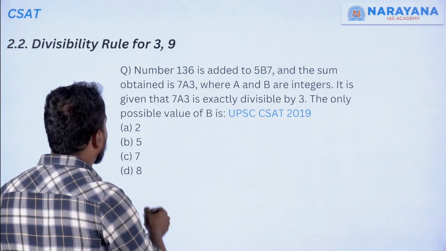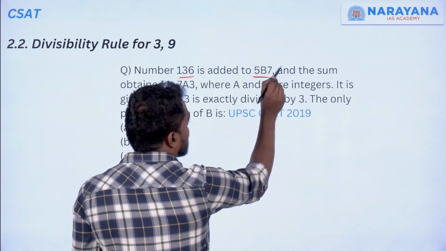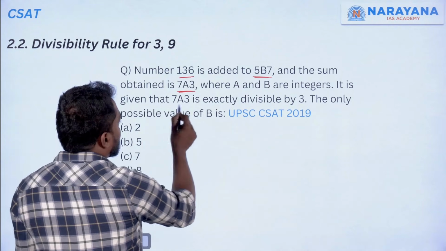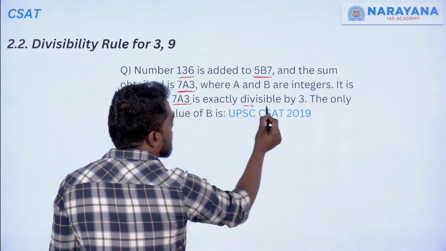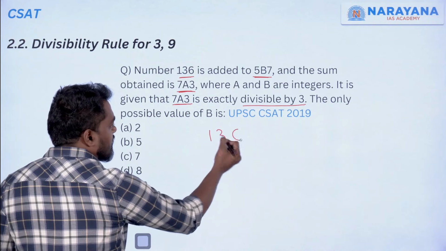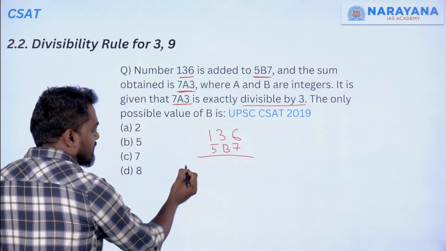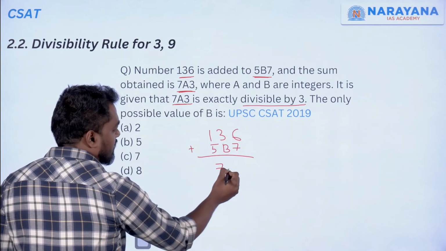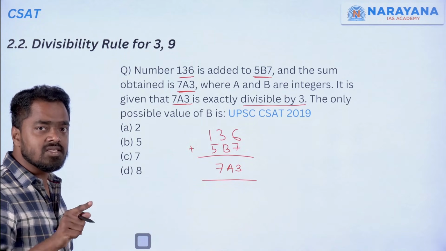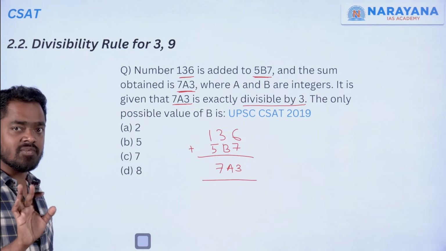Okay, let's try this one. So number 136 is added to 5b7. The sum is 7a3 and this 7a3 is divisible by 3. So what is given? 136 is added to 5b7. The sum is 7a3. And they are saying that 7a3 is divisible by 3. So that means sum of the digits of 7a3 is divisible by 3.